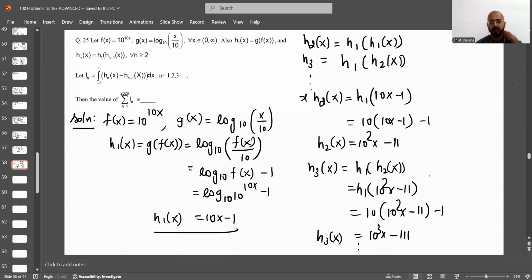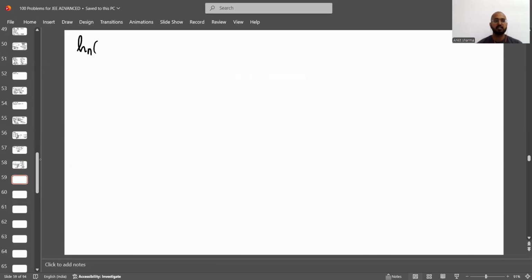So now we observe a pattern that this 10 to the power will be exactly whatever iteration we do here. So if it's h4, then this is going to be 10 to the power 4. And this 1 is 3 times here. Here for 2 we have 2 times, and for 1 we have only 1 time. That means if I generalize hn, so my hn should look like this. Hn of x would be 10 to the power nx minus 1, 1, 1, 1, 1, 1, 1, like this, n times. So this is going to be my hn.